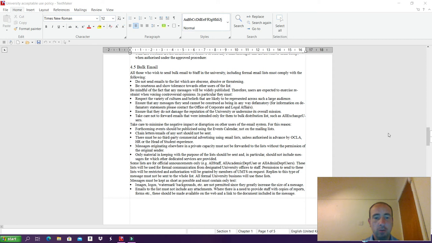For this reason, forthcoming events should be publicized using the events calendar, not on the mailing lists. Chain letters, emails of any sort, should not be sent. There must not be third party commercial advertising using email lists. Unauthorized email advertised by UCLA, HR, or head of student experience. Messages originating elsewhere in a private capacity must not be forwarded to the list without the permission of the original sender. Only material in keeping with the purpose of the list should be sent, and in particular should not include messages for which other dedicated services are approved.